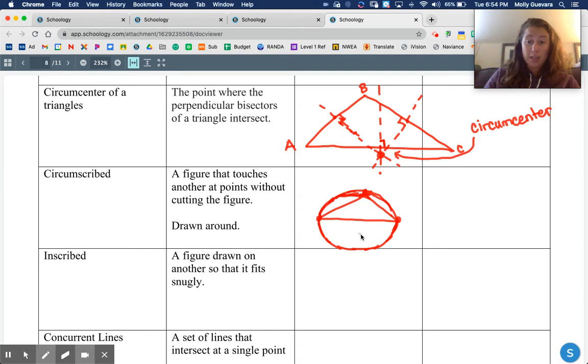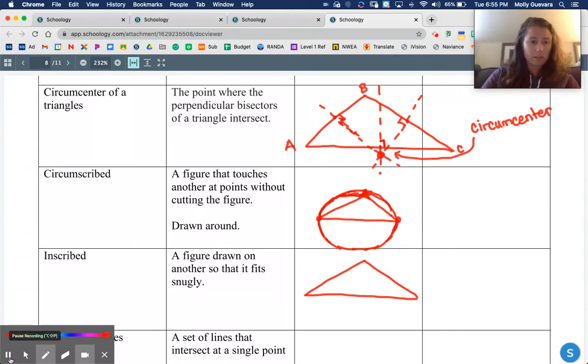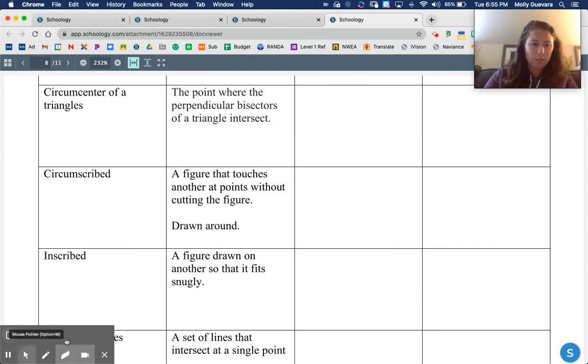Inscribed is the opposite. So this is a figure that's drawn inside. So if I have a larger triangle here, okay? I can draw a circle that fits snugly inside this triangle, and I'll show you what that looks like. So here's an example of what we call an inscribed circle, right? The circle is inside the triangle snugly, meaning it's as big as it can be without going outside of the triangle. So hopefully that makes sense so far. Let's move on to our next ones.